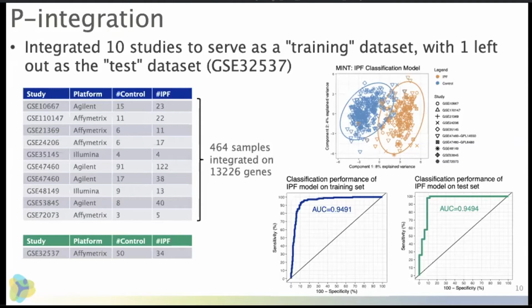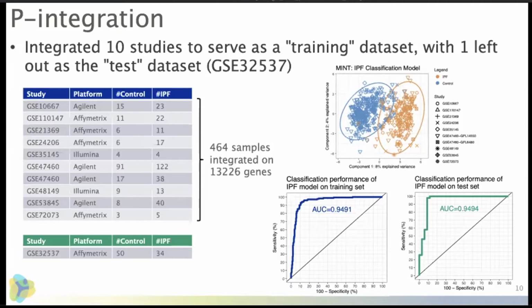We developed a classifier on the training set, and you can see in the figure on the top right that this model separates IPF from healthy lung samples pretty well, using only 17 genes on the first component. On the bottom left, you can see that the AUC of the training model is 0.9491, which is really good. An AUC of 0.5 is basically a coin flip, and the closer you get to 1, the closer it is to a perfect classifier.